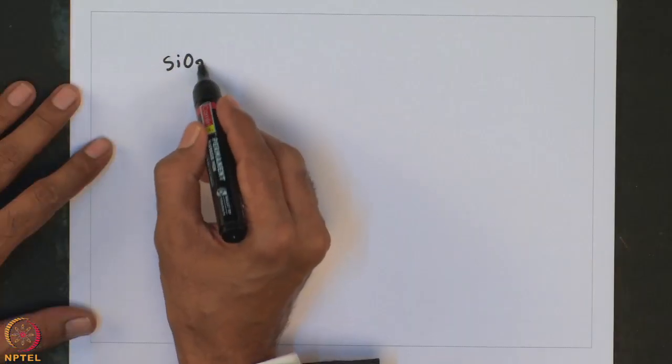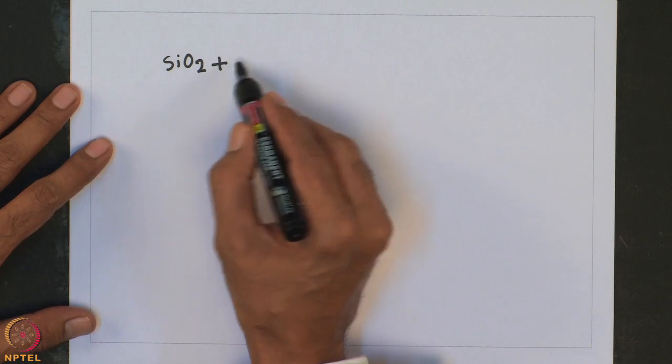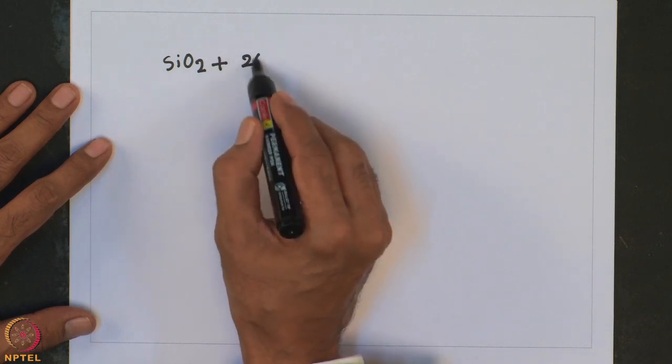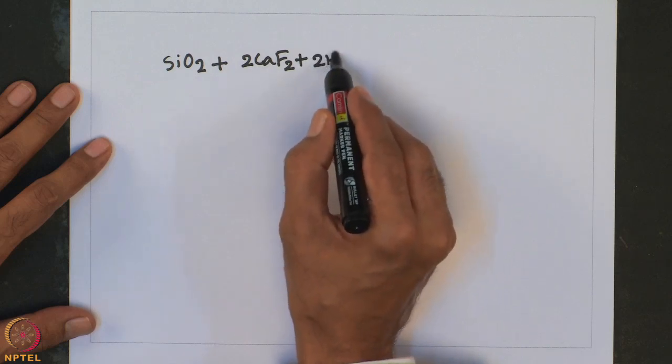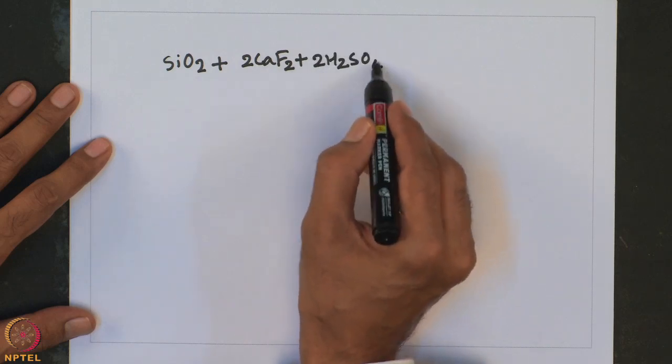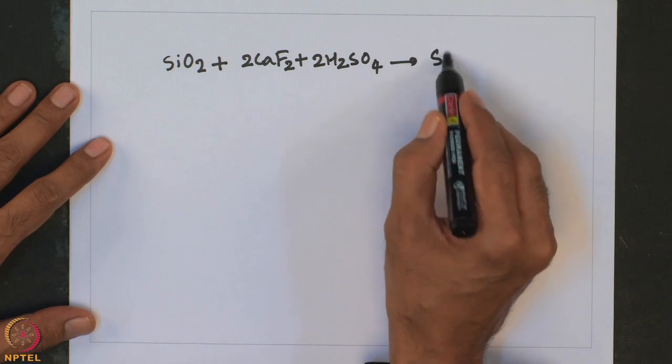Silicon and chlorine react to give SiCl4, and SiF4 can be obtained by fluorination of SiCl4 using SbF3 or by reaction of SiO2 with calcium fluoride in acidic medium. That means, we take SiO2, treat this one with calcium fluoride in presence of sulfuric acid, to generate SiF4.